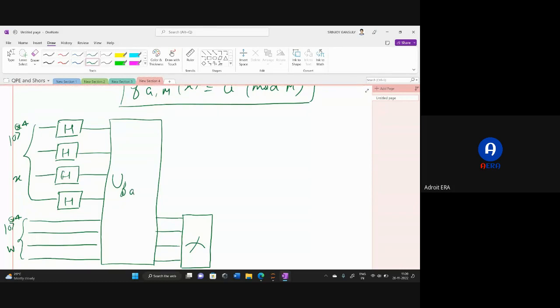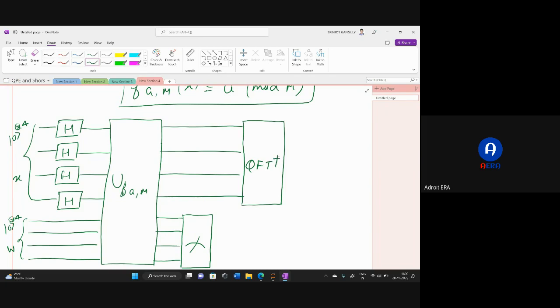And this is f a comma m, which I defined above, right? A to the x mod m. So this is the function that is implemented, and then this second register is already collapsed, so this keeps going. Then we are going to apply QFT dagger, that means the inverse QFT, and we are going to take the measurement. Simple. That's it. That is the circuit for Shor's algorithm, and you will get the output.